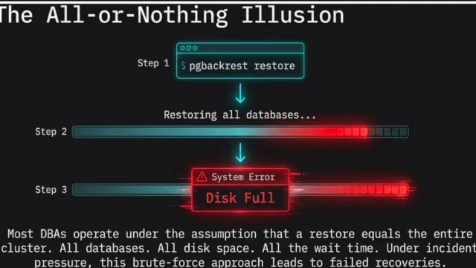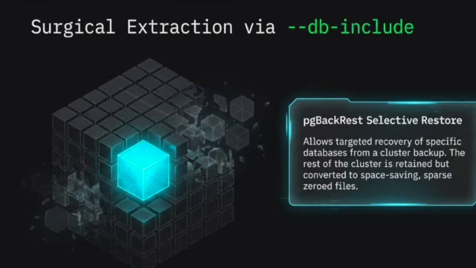When you are under pressure during an incident, restoring 500 GB just to get one database back is painful and slow. Sometimes it's not possible when the target machine doesn't have the space. But to overcome the issue, pgBackRest has a feature. Most people don't know it exists. To get a selective restore, you can tell it which database you want to restore, only one.